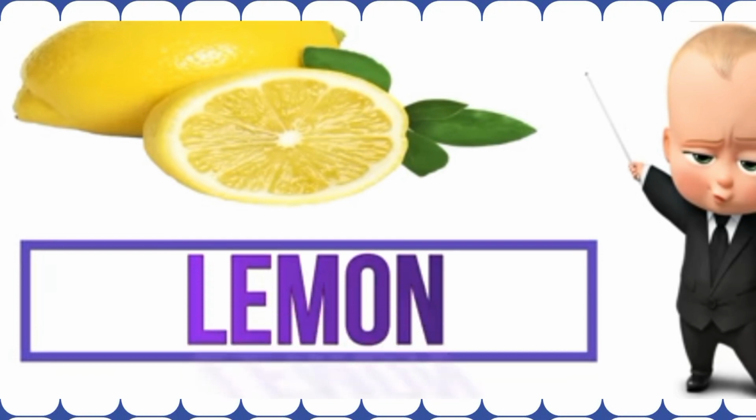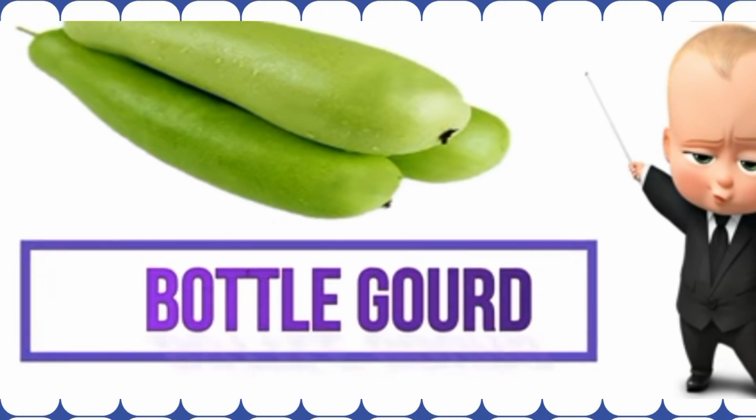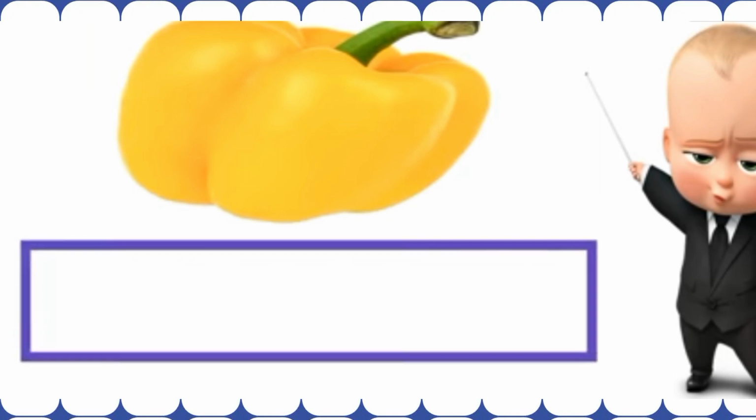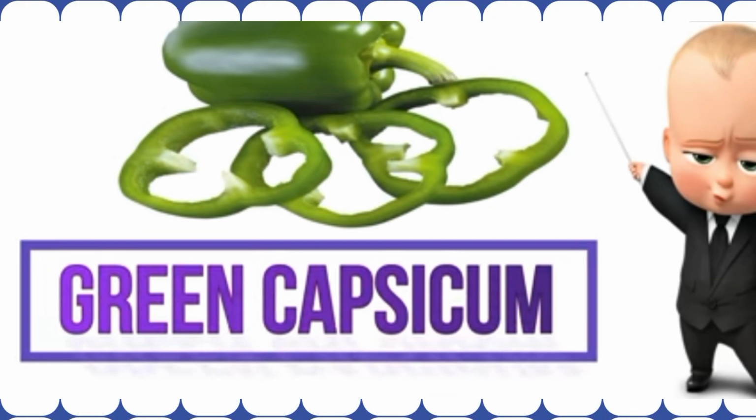Lemon. This is a lemon. Bottle gourd. This is a bottle gourd. Yellow capsicum. This is a yellow capsicum. Green capsicum. This is a green capsicum.